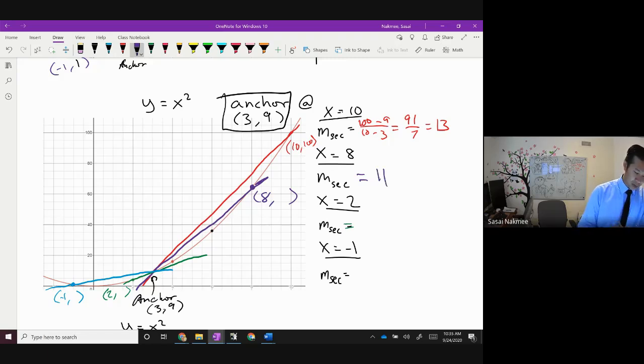And then we did it again for x equals 2, and that's this green line right here. It doesn't look as steep, and it's not. The slope at x equals 2, you should have got 5. And then the last one at x equals negative 1 definitely looks not as steep at all. We got a slope there of 2.